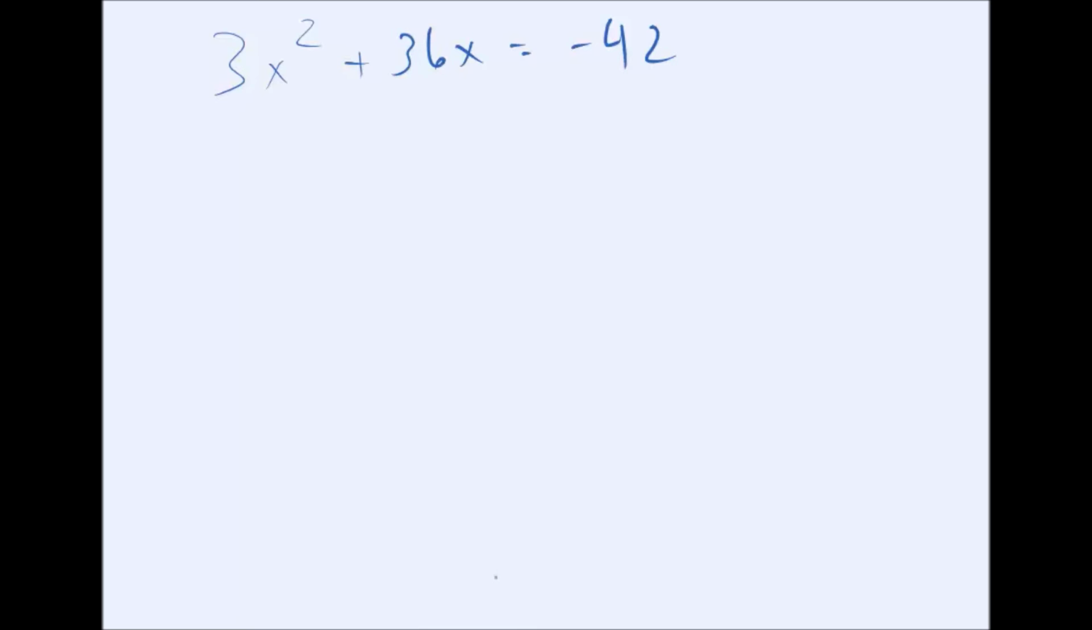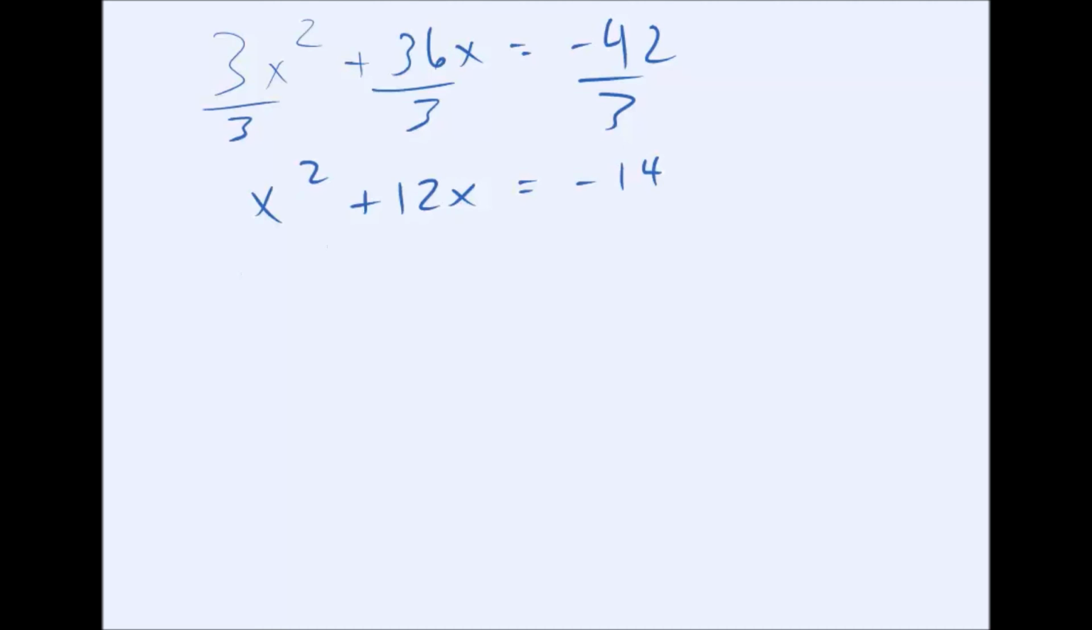Our second example is 3x squared plus 36x equals negative 42. This is already set up for us because it has the x's on one side of the equal sign and the number on the other side of the equal sign. As I said in the beginning, this method only works if a is equal to 1, which here it's equal to 3, so we need to divide everything by 3 in order to start this method. So we're going to have x squared plus 12x equals negative 14.